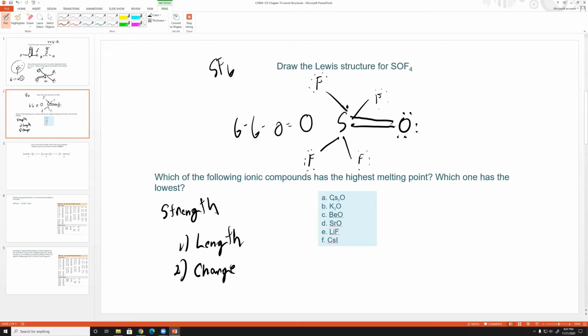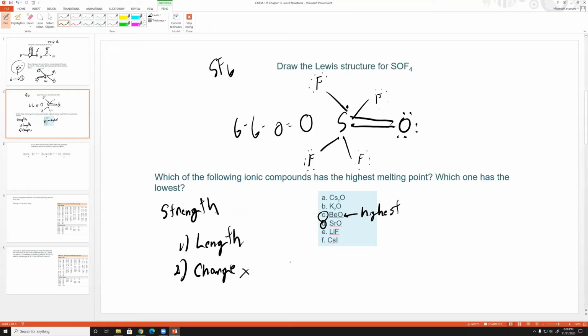So for that, let's look at the +2s and -2s. Now we have C and D, beryllium oxide and strontium oxide, as the +2 -2s. Out of those, we already looked at charge, so we need to look at the length. Oxygen is the same, it's held constant. Now beryllium is smaller than strontium. So if that's the case, then this must be the strongest ionic bond out of all of these bonds, so it would have the highest melting point.